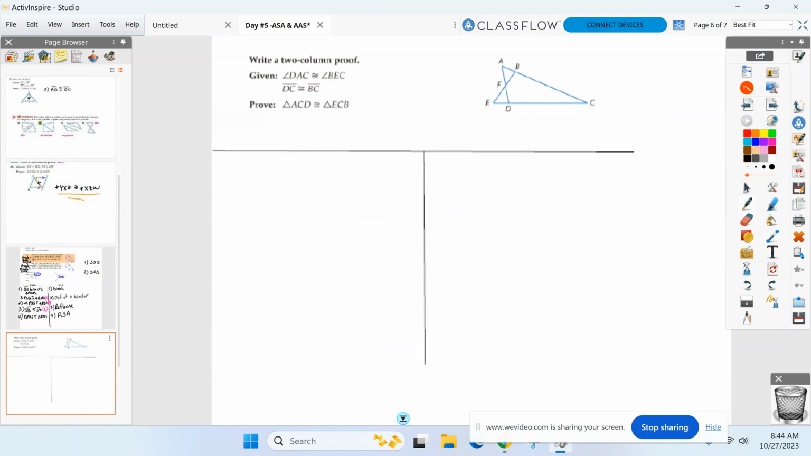Probably don't want to give you white. Tough to see. Oh, they left them there.